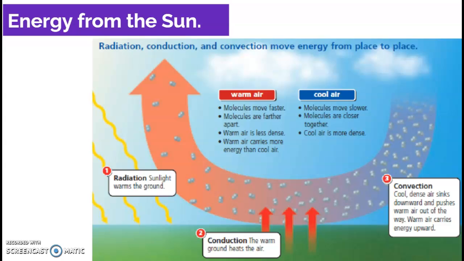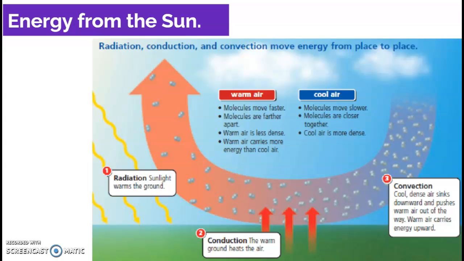Energy from the sun. So here we have radiation, conduction, and convection are how you move energy from place to place. In warm air, molecules are moving faster, they're more spread out, it's less dense, and it tends to rise, and it carries more energy than cool air. Now cool air, the molecules are slower, and you can see it in the picture, they're blue, they're closer together, and the air is more dense, it tends to sink.